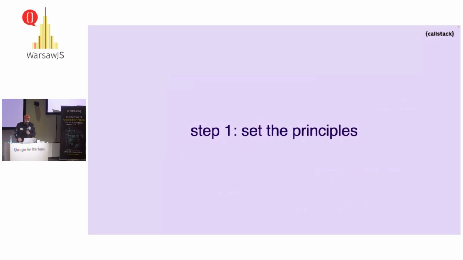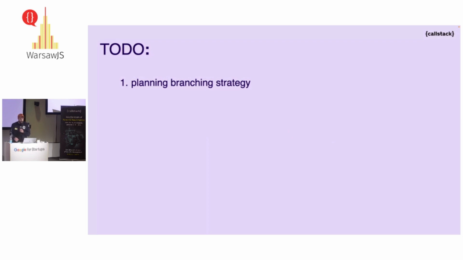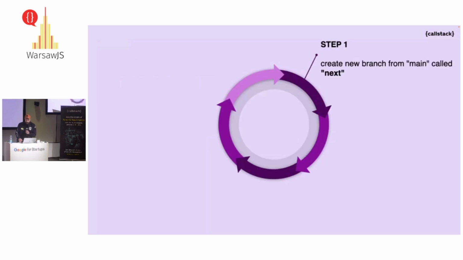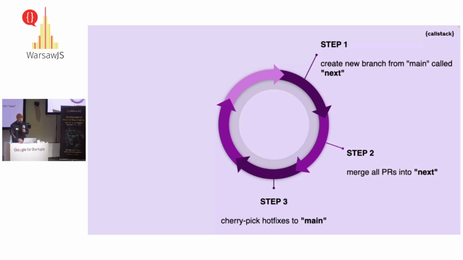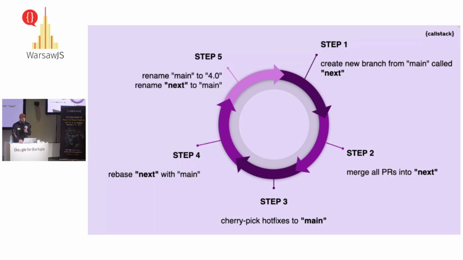At the same meeting, we set a couple of principles. So the first one is planning the branching strategy. At first, we decided to create a new branch from main called next, and then we decided to merge all new pull requests into that branch. However, sometimes we pushed hotfixes to main. That's why, to release some patches to v4. And that's why at the end of the work, we had to rebase next with main, and finally we renamed main to 4.0 and renamed next to main.